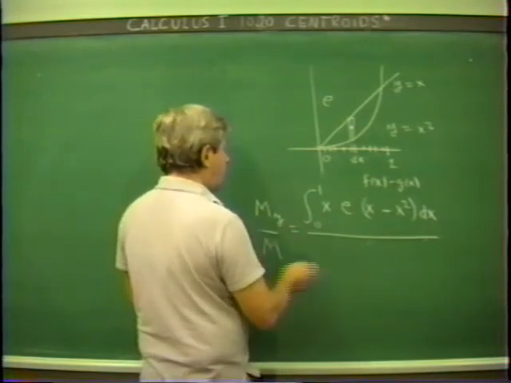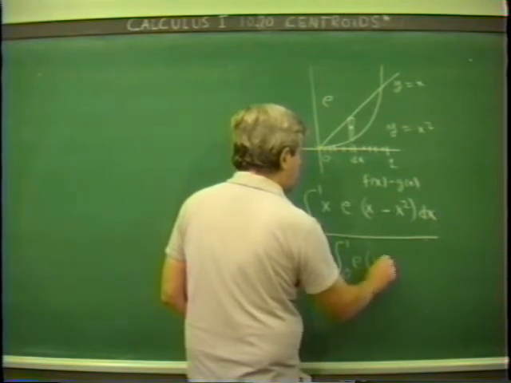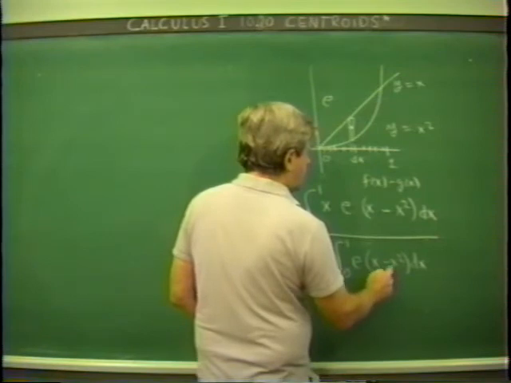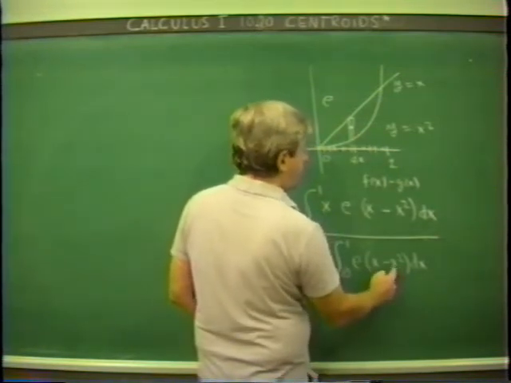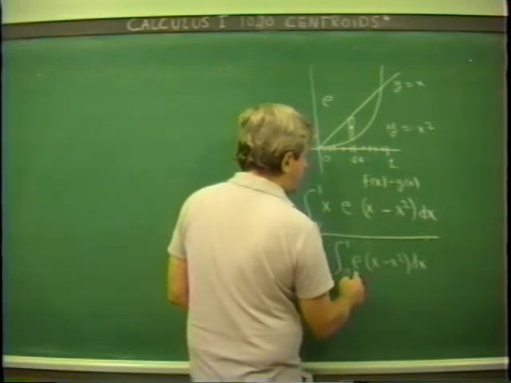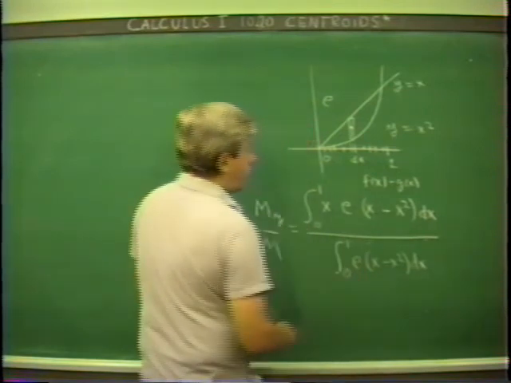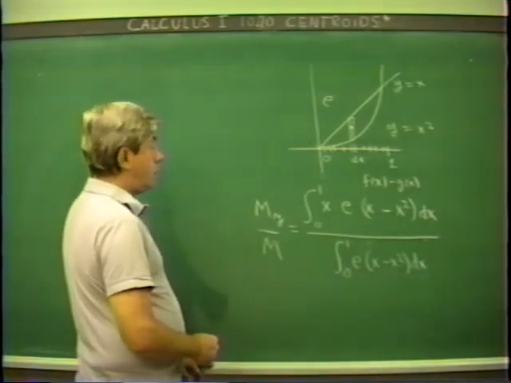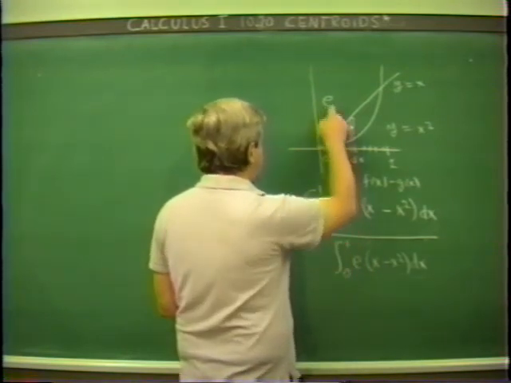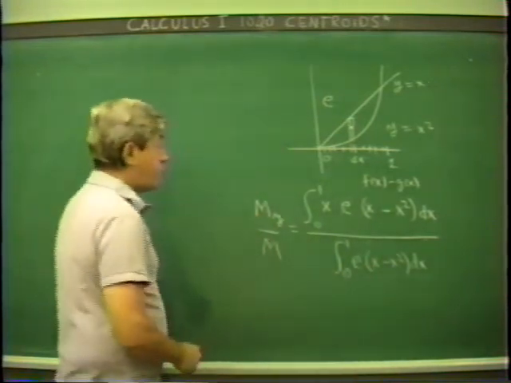So this is the moment about the y-axis. We divide this by the total weight, since we're doing this in weight, so total mass if we were doing it in mass. The total weight is going to be the integral from 0 to 1 of rho times (x minus x squared) dx. x is the top function, x squared is the bottom, so this is the height, this is the thickness of the little piece. So this is the area of the piece, this is the weight of the little piece, and so this is the weight of the total.